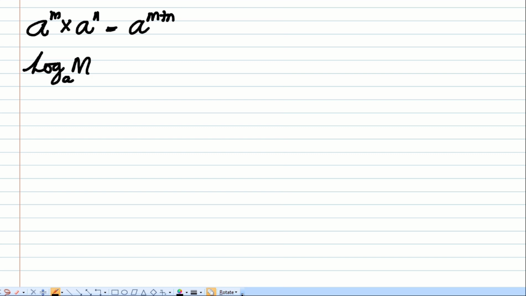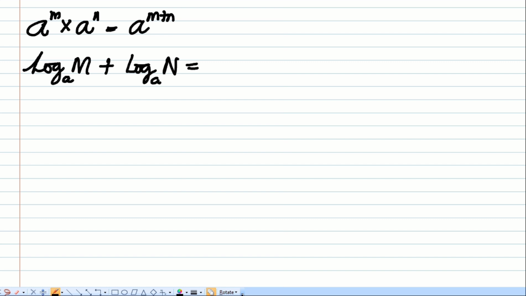Remember the multiplication law of indices. If you have a raised to power m times a raised to power n, it is going to be equal to a raised to power m plus n. So when you have the same base in indices, you add the powers. However, in logarithm, if you have log base a of m plus log base a of n.